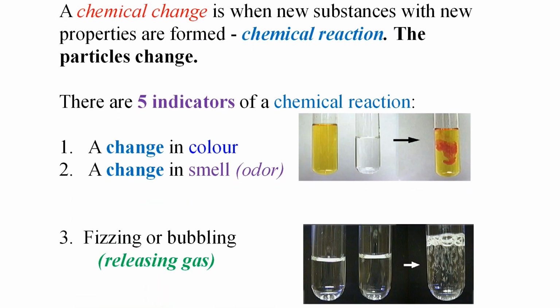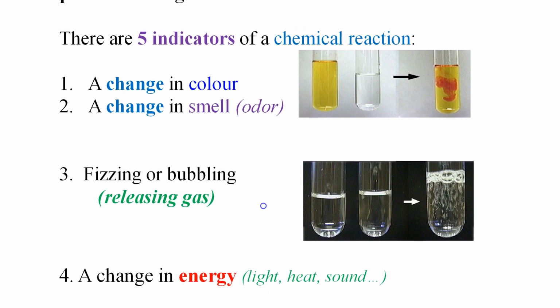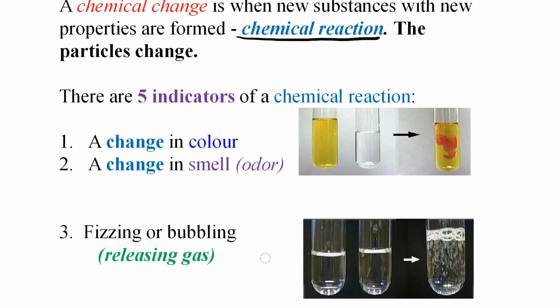Now a chemical change. A chemical change is when a substance with new properties is formed. This is through a chemical reaction. The particles change. So in a physical change, the particles stay the same, whereas in a chemical change, the particles change. There are 5 indicators for a chemical reaction. So first of all, we have a change in color, we have a change in smell, and just from a safety standpoint, don't stick your nose into a beaker or anything like that. Make sure that you use a safe wafting technique.